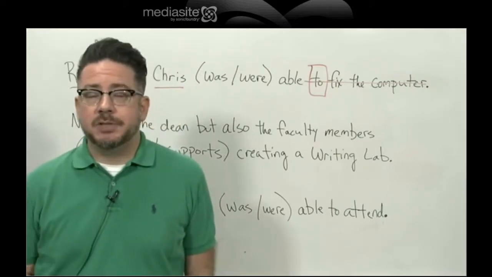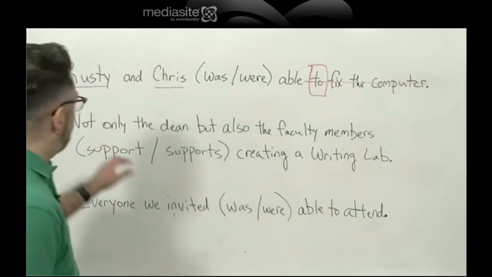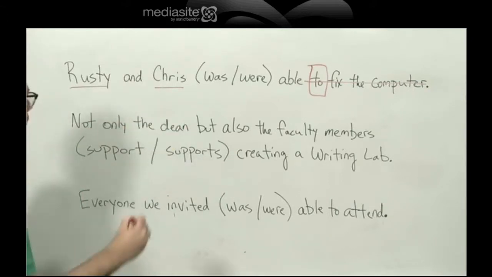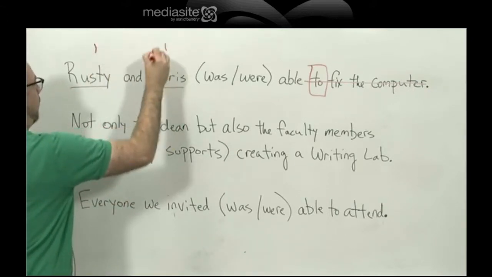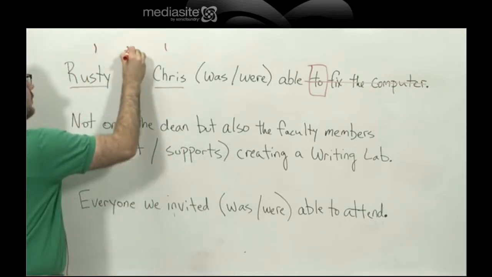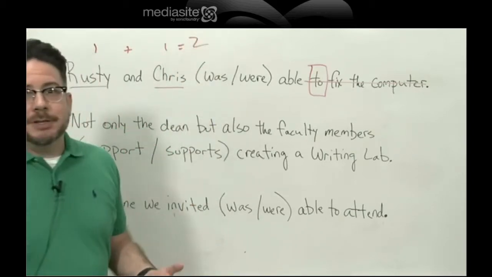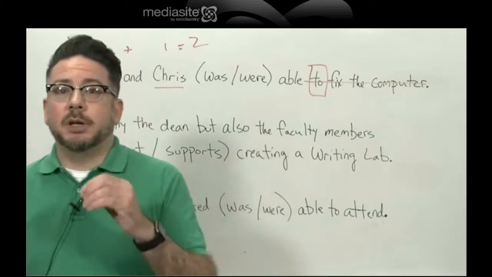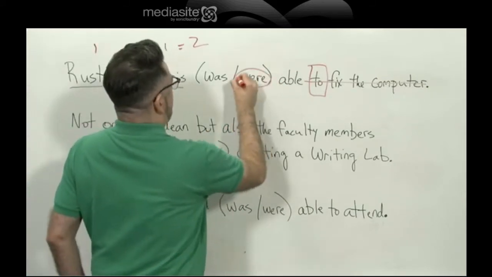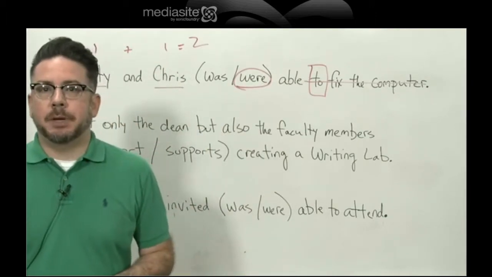Now this compound subject is connected by the word and. So I have Rusty, who is singular, and Chris, who is singular. So that's a 1 and a 1. Well, treat that and like a plus sign. Well, 1 and 1 is 2. So 2 would be plural, so we're going to use the plural form of the verb, which in this case is were. So Rusty and Chris were able to fix the computer.